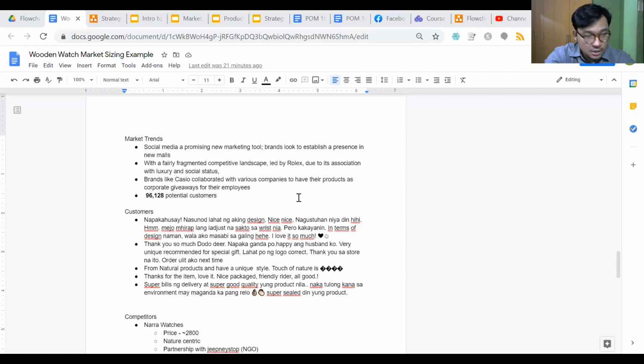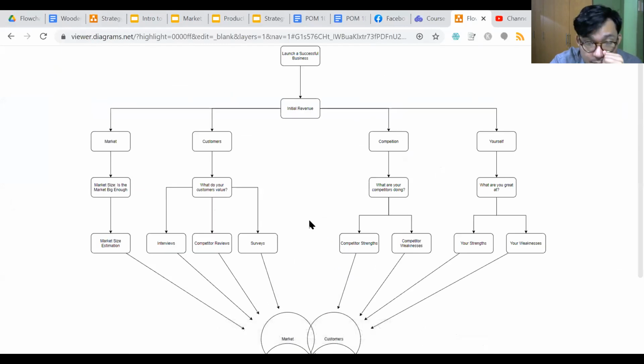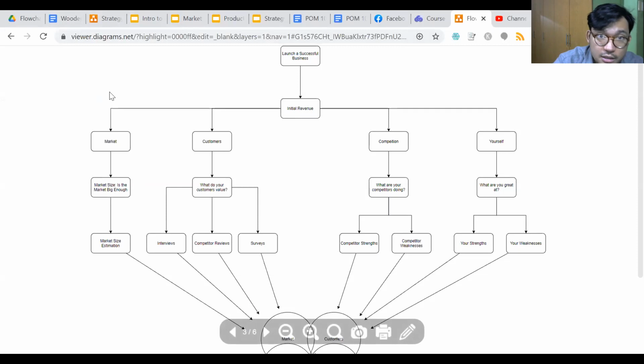Okay, as an example, I chose a random product that I've seen people selling before. So this product is wooden watches. Just a refresher to remind you guys of what the framework is: we're gonna look at the market, we're gonna look at the customers, we're gonna look at the competitor, and then we're gonna look at you guys, or for this example, myself. So let's first go to the market.